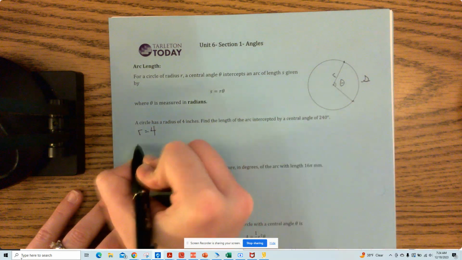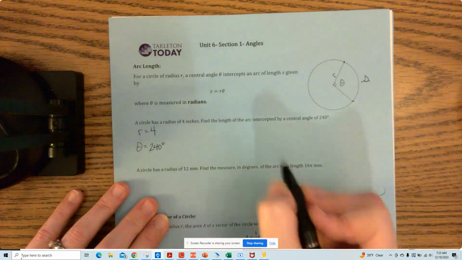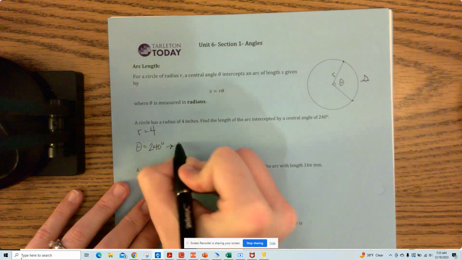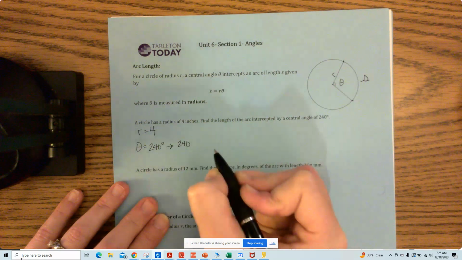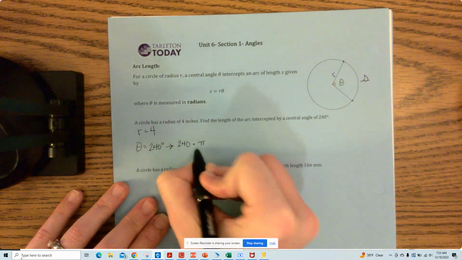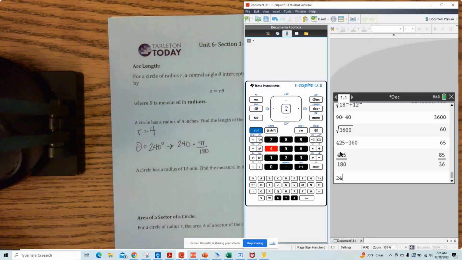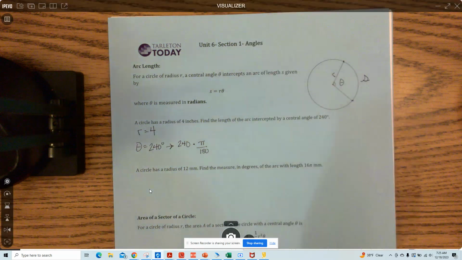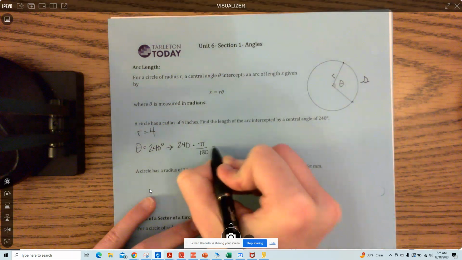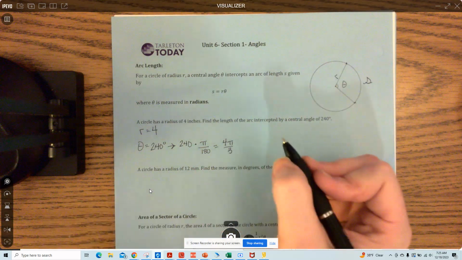So we know our angle equals 240 degrees, but I need that in radians. So I'm going to multiply it by pi over 180. Okay, so I'm going to do 240 over 180. That's how I'm going to simplify that fraction down. 4 over 3. So this would be 4 pi over 3. That's your angle measure.